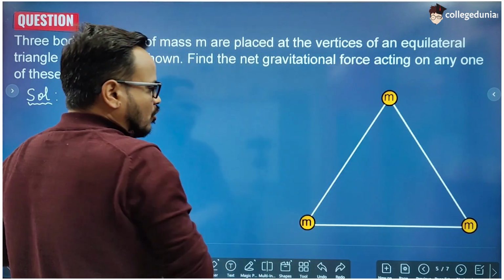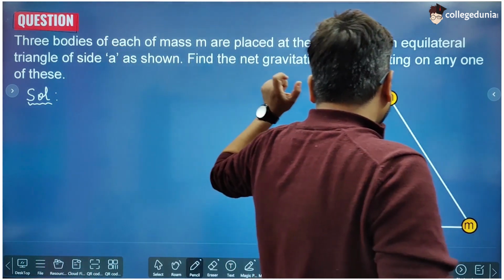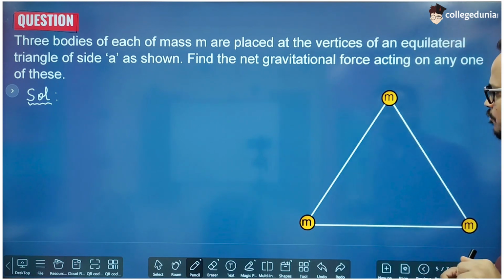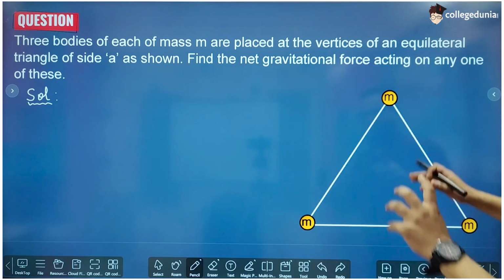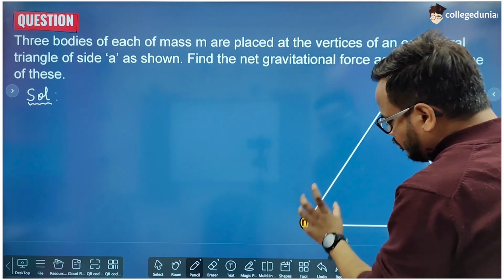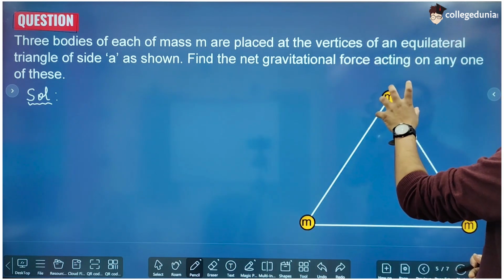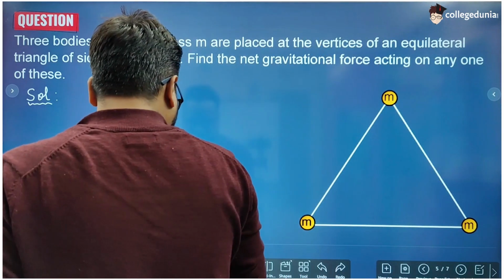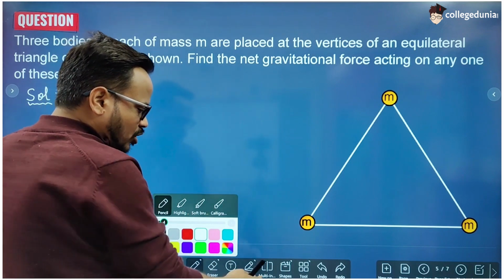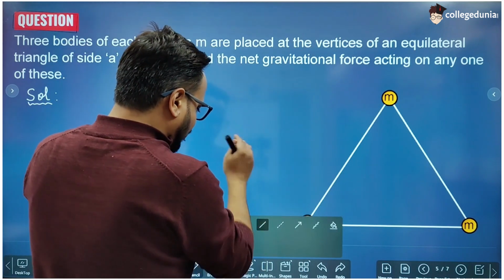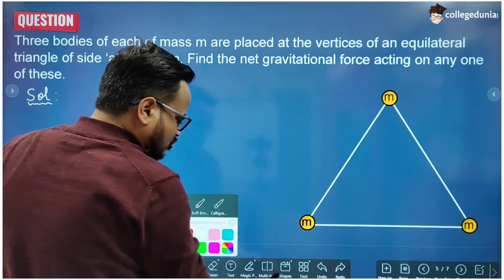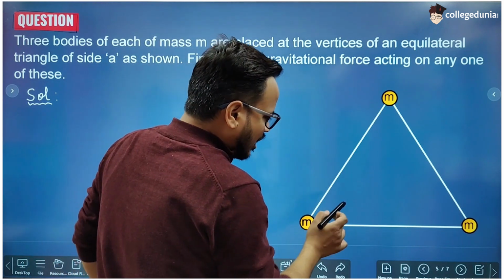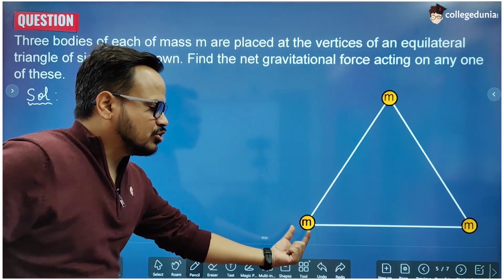So okay, we have to find the gravitational force on any one of these bodies due to the other two. Because there is a symmetry, the resultant force on this body will be equal to the resultant force on this body and the resultant force on this body. So let's find the resultant force on one of these bodies by using this formula and the law of superposition of forces. Okay, so let's focus on this body.